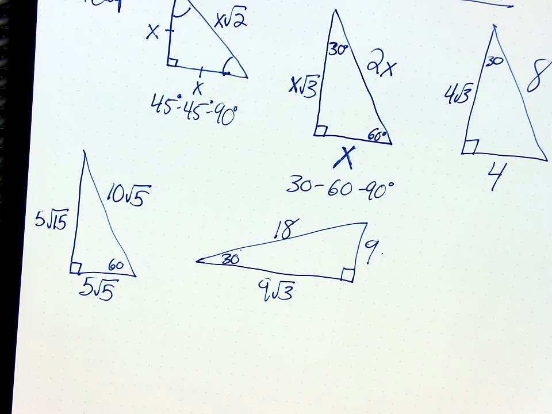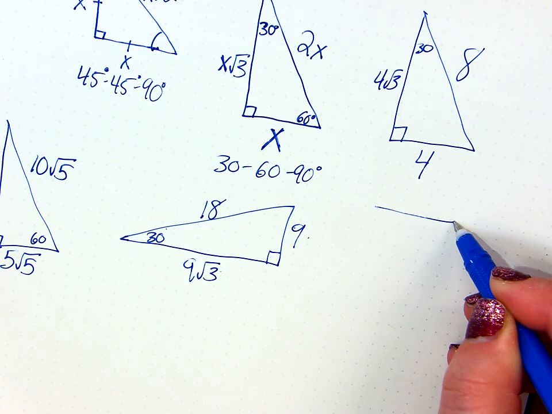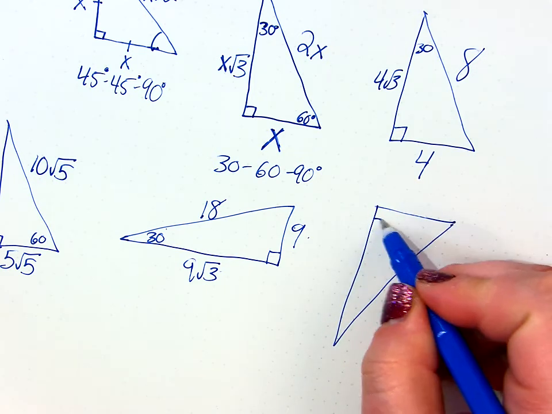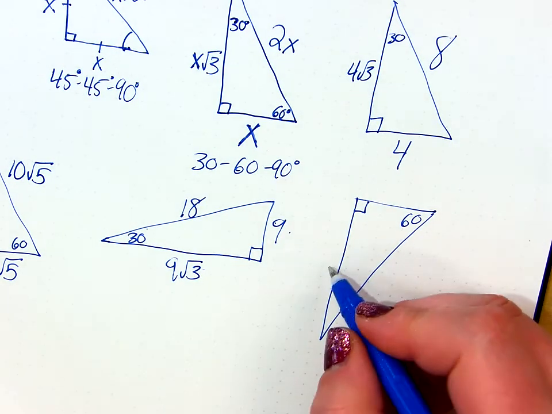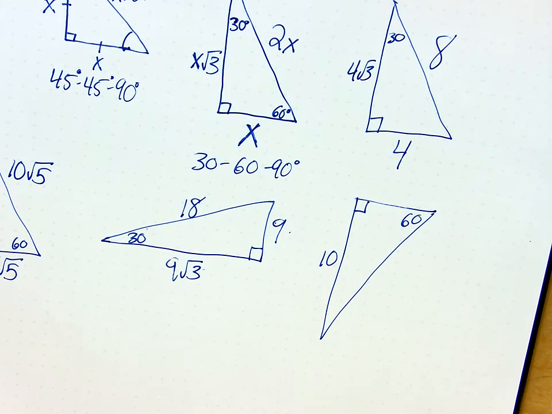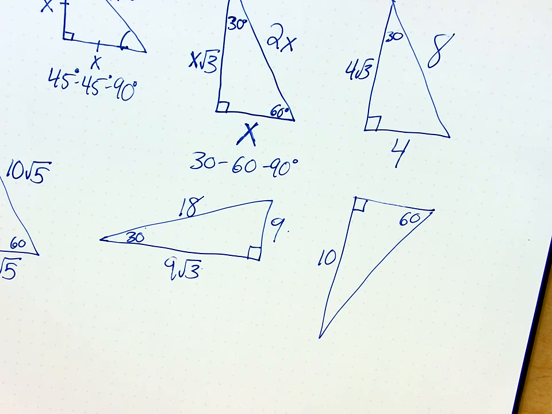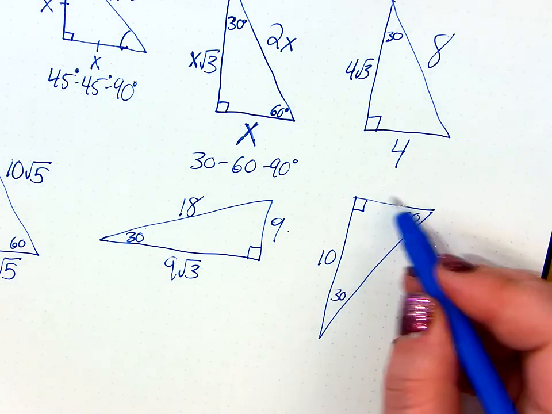Okay, you ready for a really hard one? Or harder? Okay, here it comes. Let's say this is 10. You need to find the other two sides. So again, start by figuring out, well, who's the shortest side? Well, if that's 60, this has got to be 30, right? So this is the shortest side.